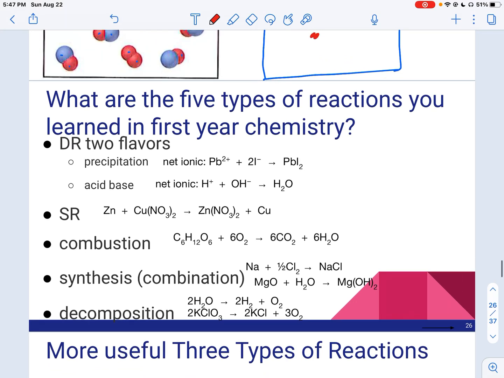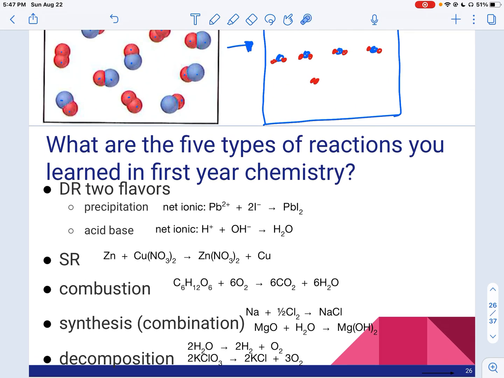So in first year chemistry, you learned about 5 different types of reaction: double replacement, single replacement, combustion, synthesis, and decomposition. And here are some examples of those. We're now going to separate double replacement into precipitation and acid-base. I'm going to talk about those in a minute. And the other type we're going to talk about is something called oxidation reduction.